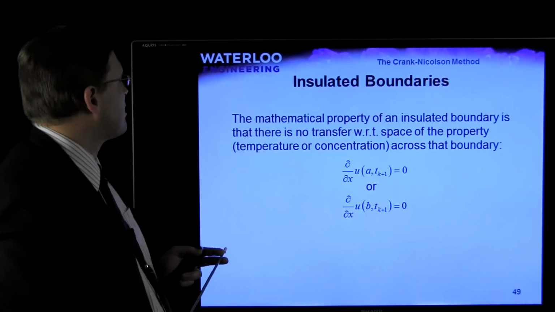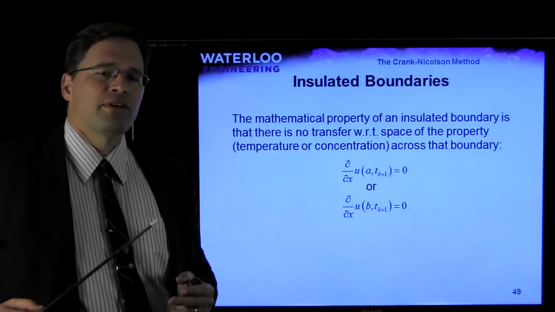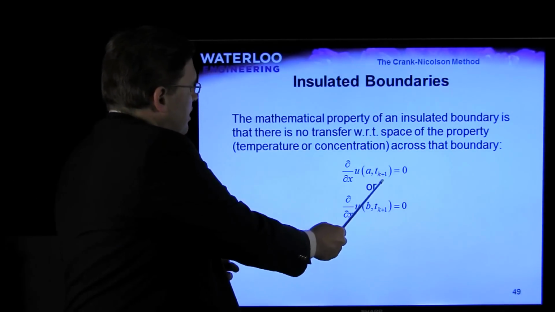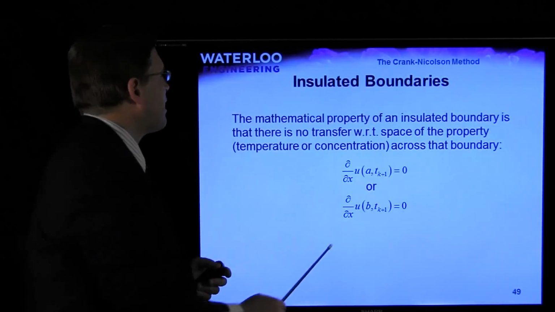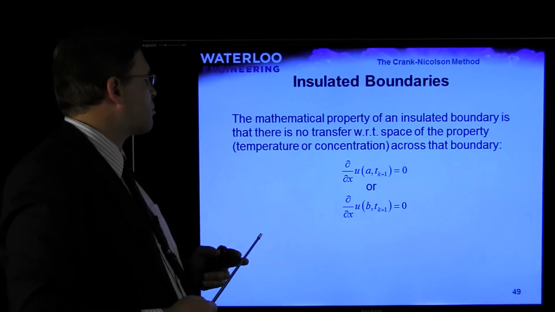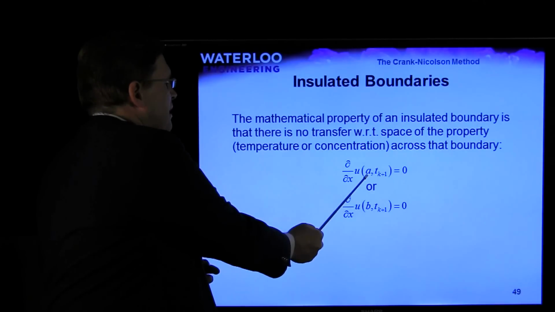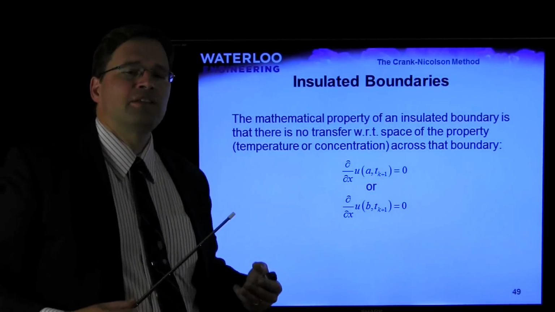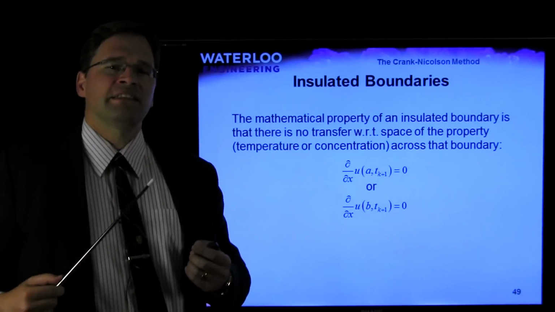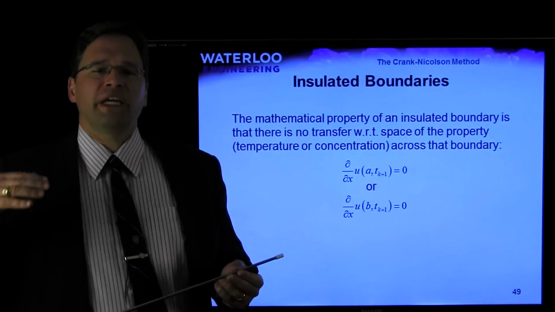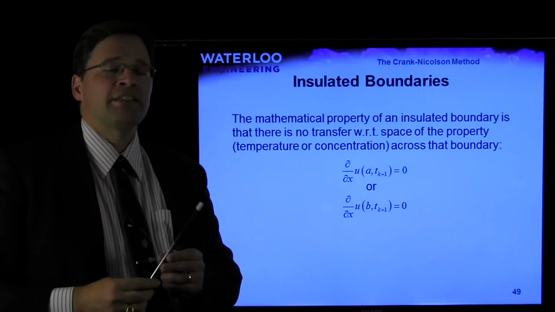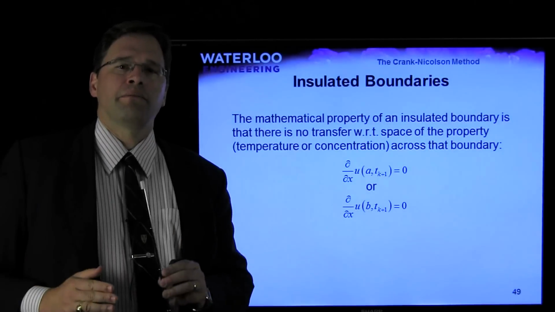Now, what does it say mathematically to say that a boundary is insulated? Well, a boundary is insulated if, given a particular point t sub k, or in this case t sub k plus 1, the boundary A, or the left-hand endpoint, is insulated if the rate of change with respect to x is 0. So there is no change as you're approaching the bar, as you're approaching the insulated barrier.